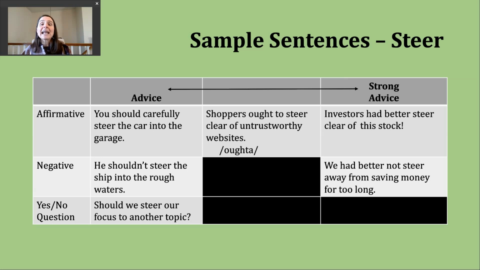You'll notice here we can use a negative form. So our negative form here is going to be had, better, not, and then our base verb. Here's another example. We had better not steer away from saving money for too long. So again, you might hear steer used in connection to financial advice. It's that idea of following a particular plan, a particular course, if you will.